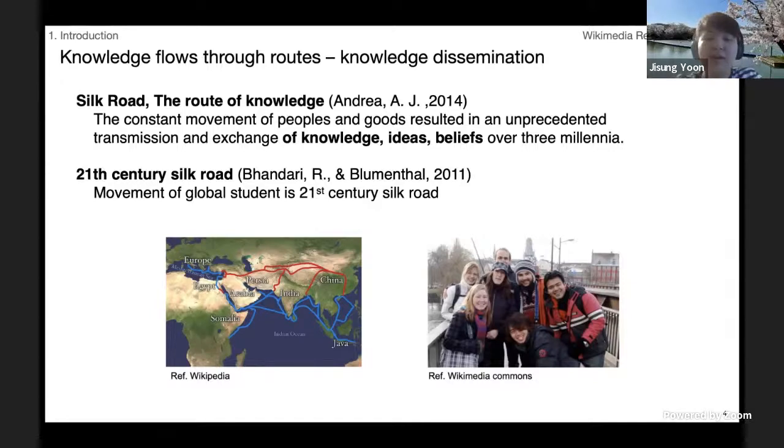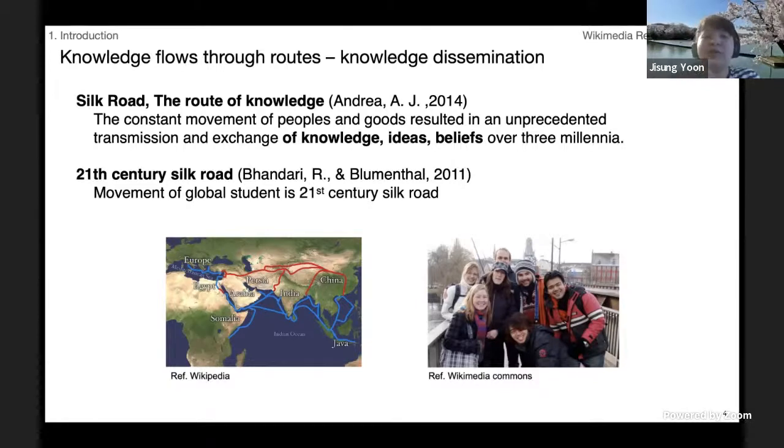And we can also think of the modern Silk Road of knowledge. In the Telephone paper on the education field, they said that soft power movement between groups is the 20th century Silk Road.